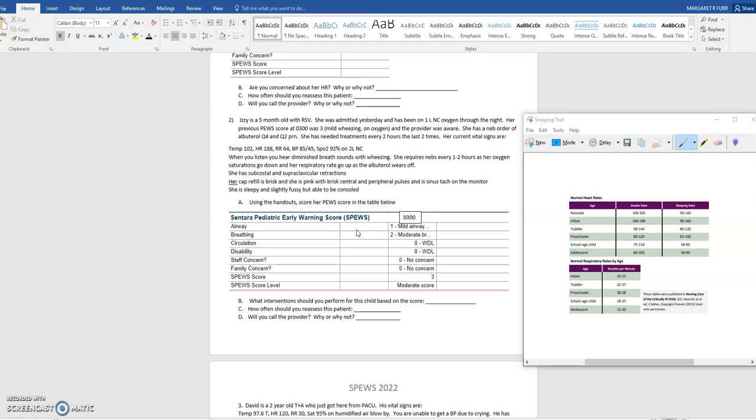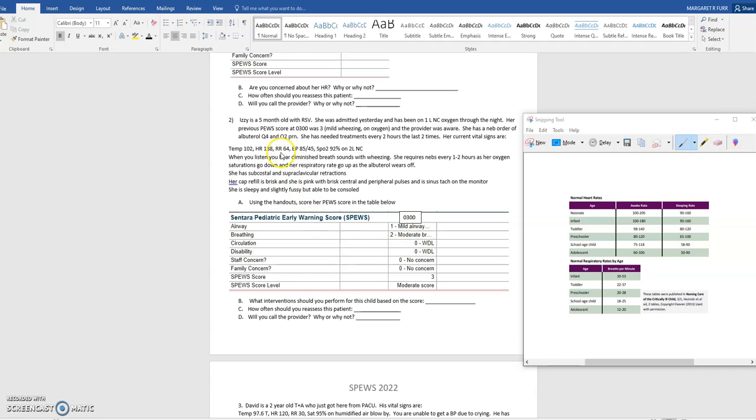a couple things going on. She is requiring nebs every 2 hours, and she is wheezing pretty significantly. So that's going to score her 2. Breathing, she scores a 2 for a couple different reasons. She scores a 2 because she's needing oxygen, so up to 50%. So actually she would be a 1 based on her oxygen, but she's a 2 because she's retracting in more than one location, and her respiratory rate is elevated as well.